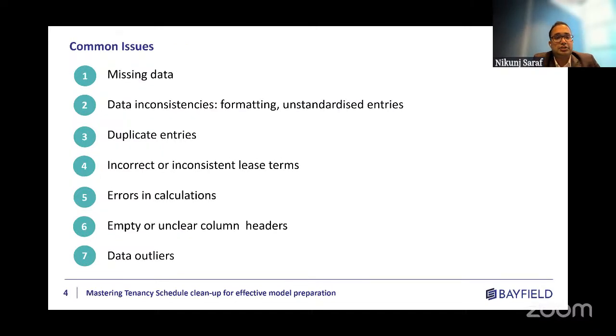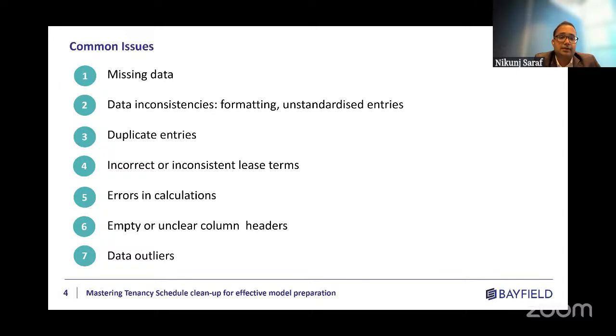What are the common issues in rent roll? Often what you see is, when vendors or the sellers share the rent roll for any asset class, the common themes are data entries are missing. For example, lease start date or lease end date might be missing, or not all of the terms might be captured. There are a lot of inconsistencies and formatting issues.